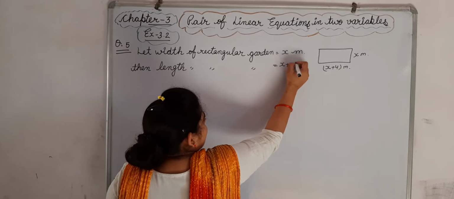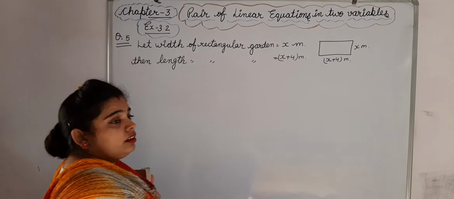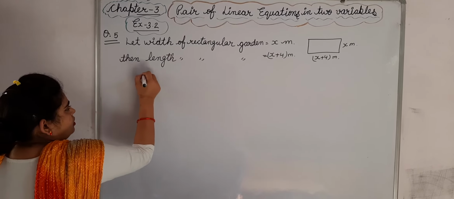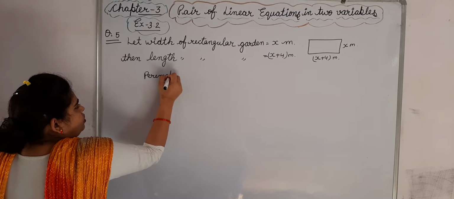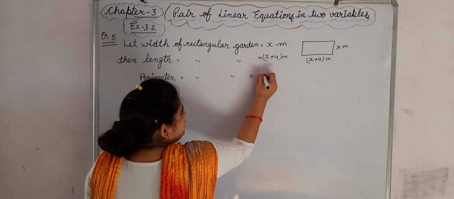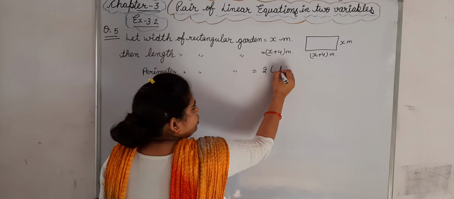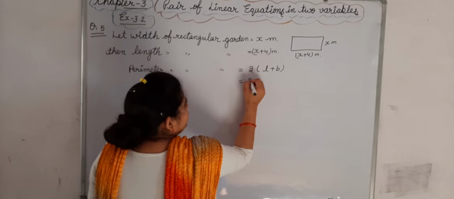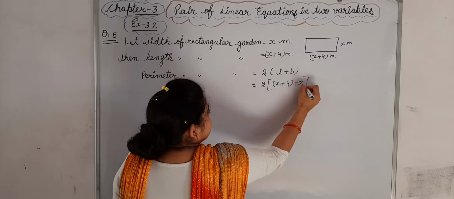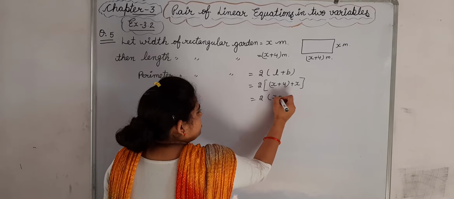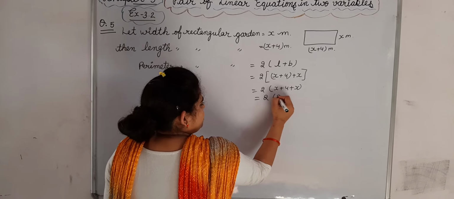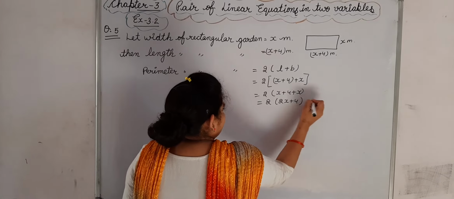X plus 4 meter. And what is given? Half of the perimeter, means we have to find its perimeter. Perimeter of rectangular garden is, we know that formula is 2 into length plus breadth, means 2 into length is x plus 4 plus x, means 2 into x plus 4 plus x, 2 into 2x plus 4 meter.